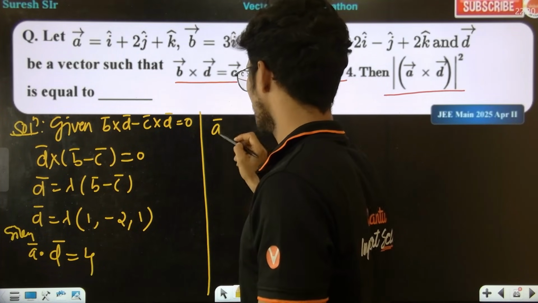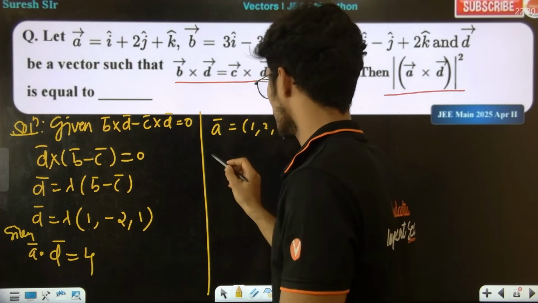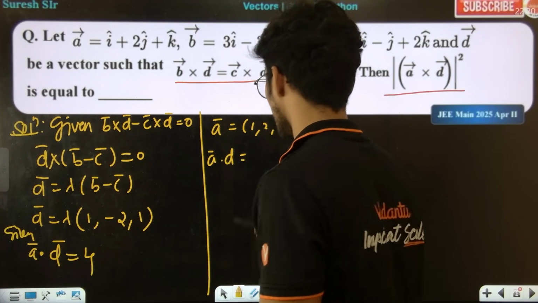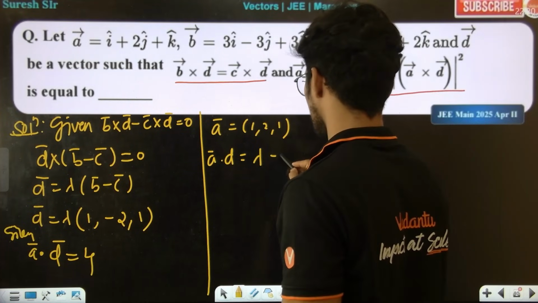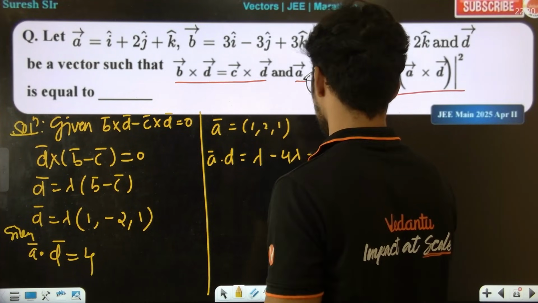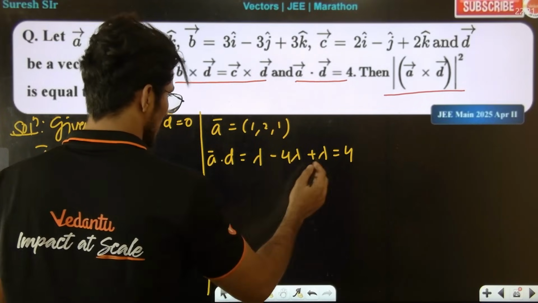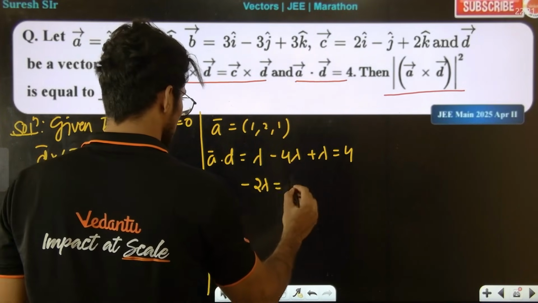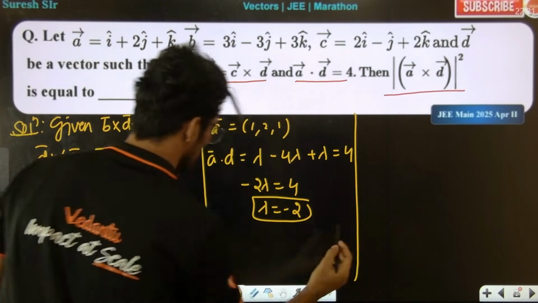A vector is basically 1 2 1. D vector is this. So A dot D is equal to lambda into 1, lambda minus 4 lambda, lambda plus 1 lambda, which is equal to 4. So 2 lambda minus 2 lambda is equal to 4, so lambda is equal to minus 2.